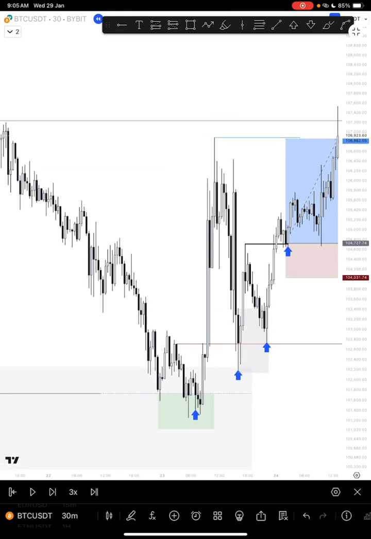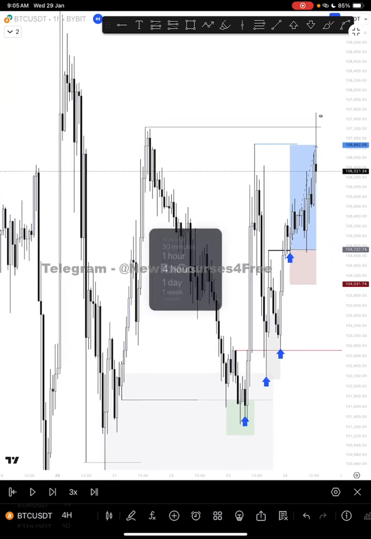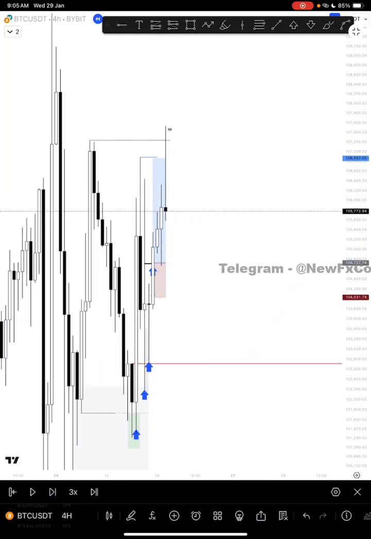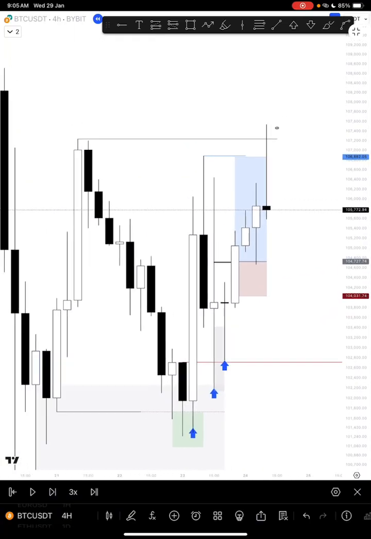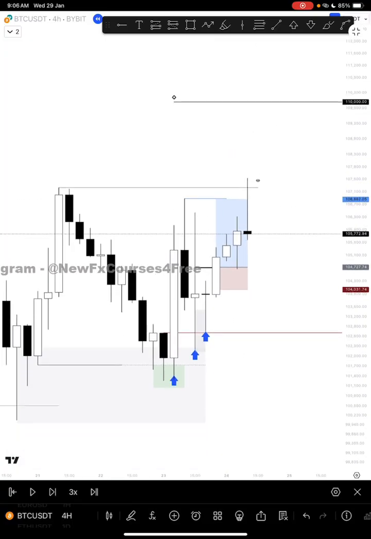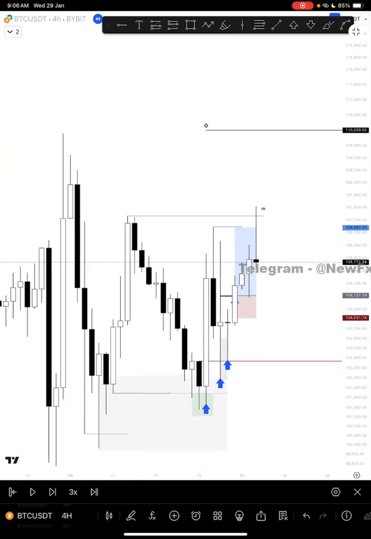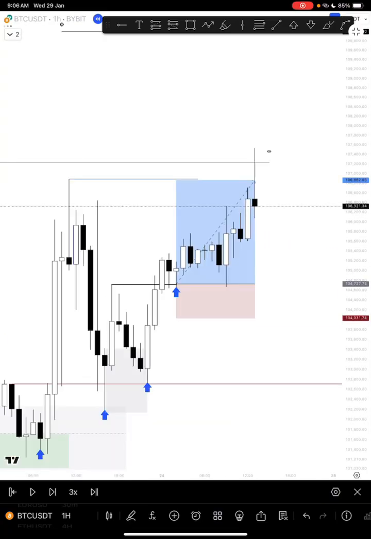So the live call was a success, and our first target was actually reached with this move over here. So later I will be targeting this high. This is my second target. So that will be all for level 1.